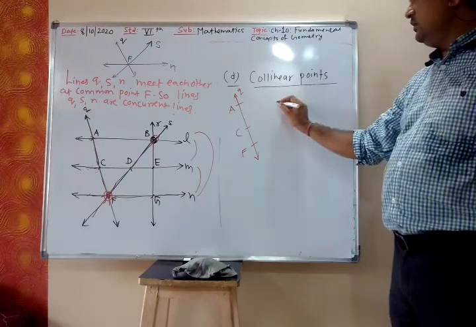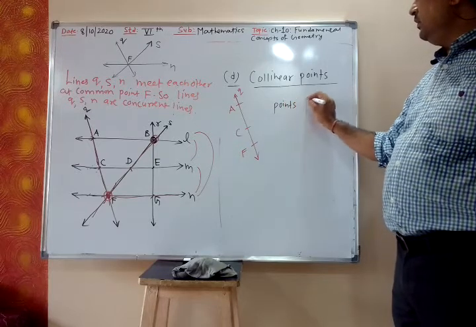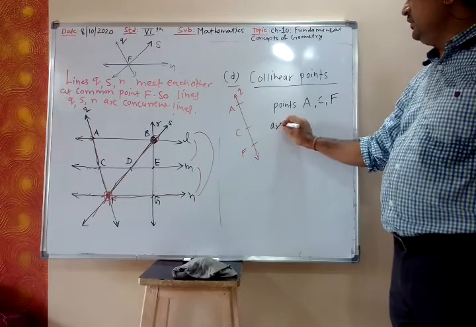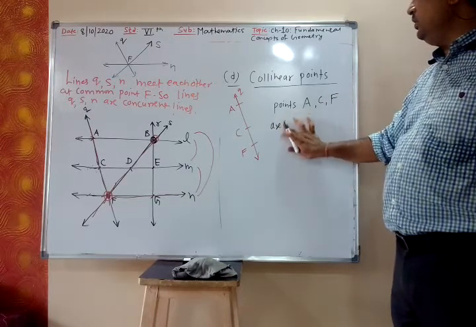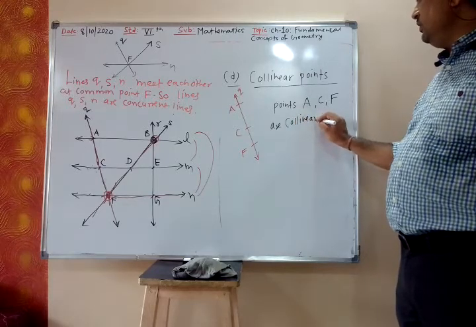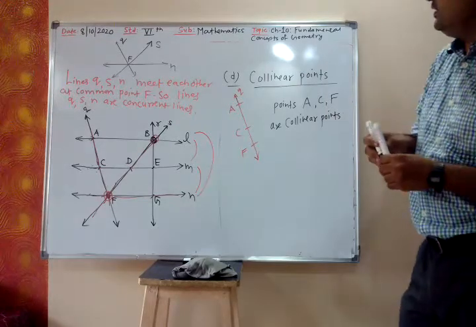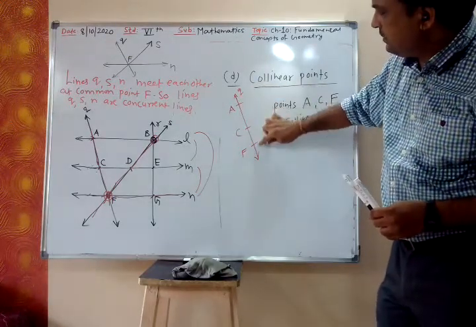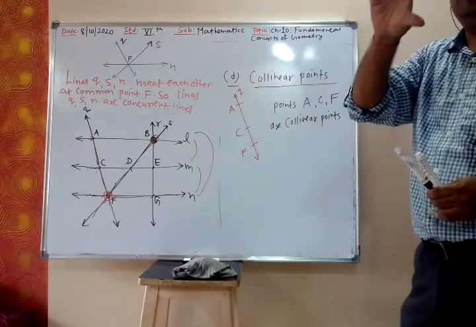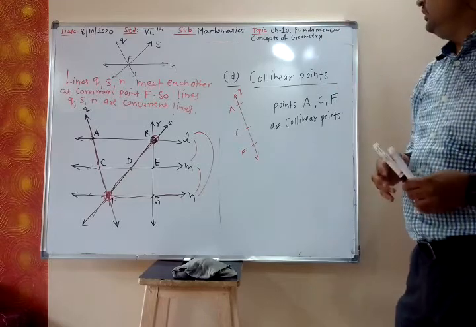So points A, C, F are collinear points. Collinear means they lie on the same line. All these three points A, C, F lie on the line Q. Whenever all three points lie on the same line, they are collinear points.